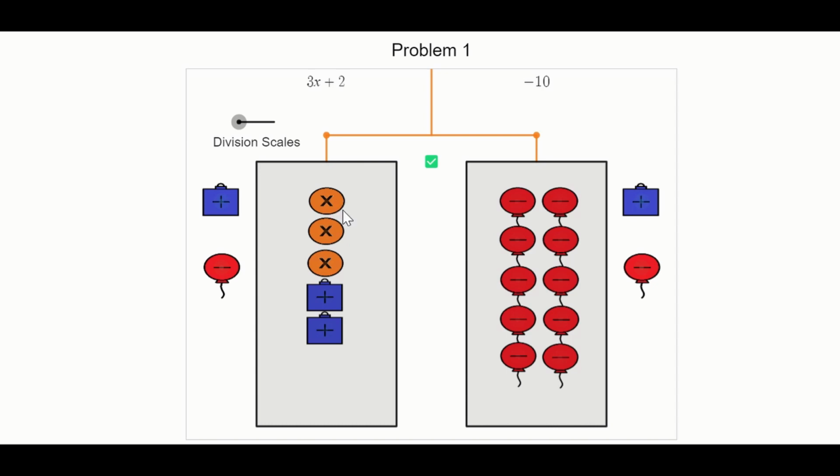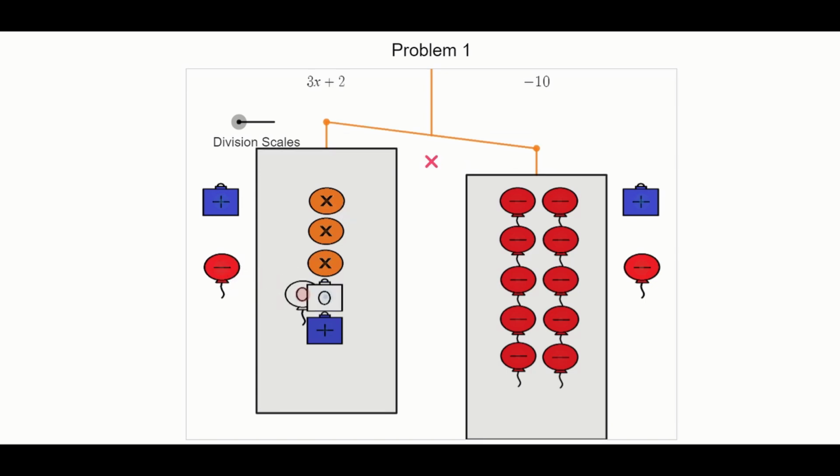of these 2 positives. I could subtract them, but an equivalent way would be to use 2 negatives. A positive and a negative are going to cancel out, and that's equivalent to subtracting 2. Leaving me with just the 3 x's. The scales are no longer balanced, so I'm going to add 2 negatives to the other side.